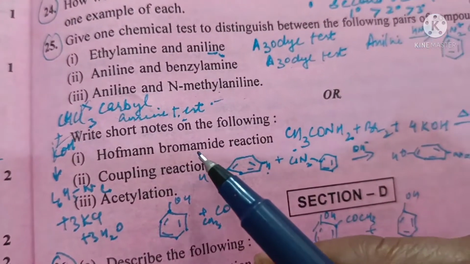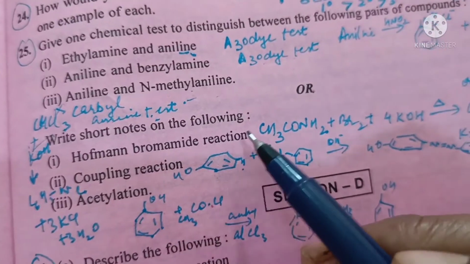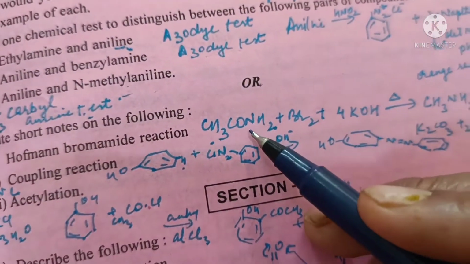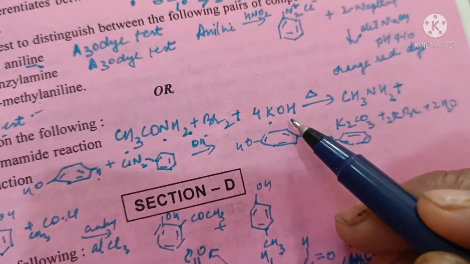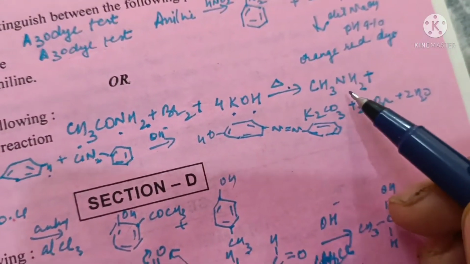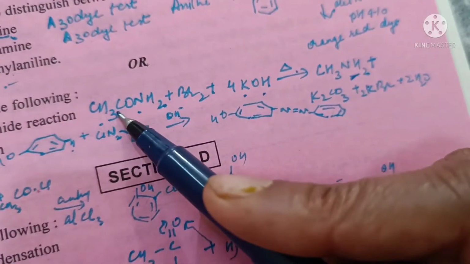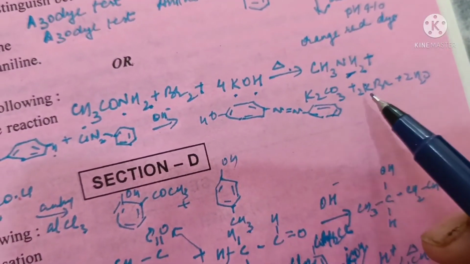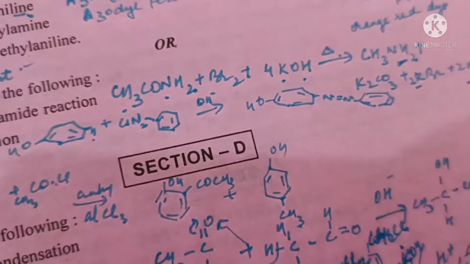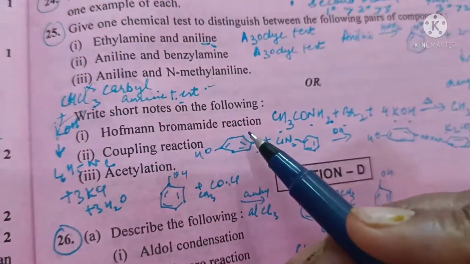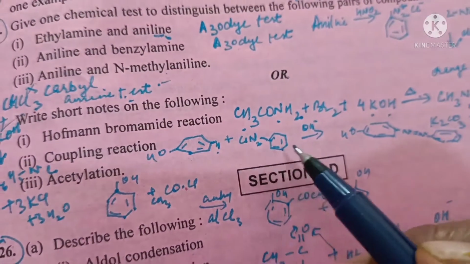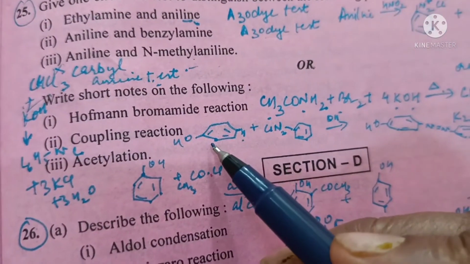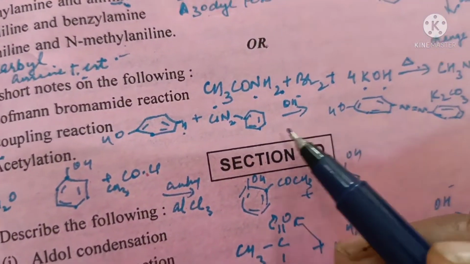Write short notes on the following. Hofmann-bromamide reaction. So when an amide is reacted with bromine and potassium hydroxide and heated, a primary amine with one carbon less is formed along with potassium carbonate, potassium bromide and water. This is the Hofmann-bromamide reaction.